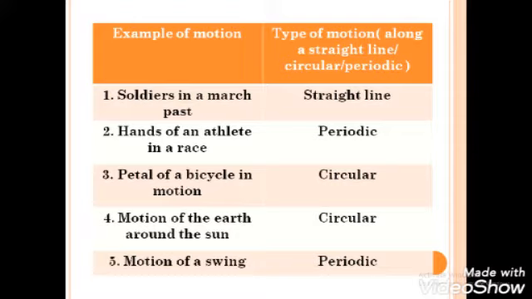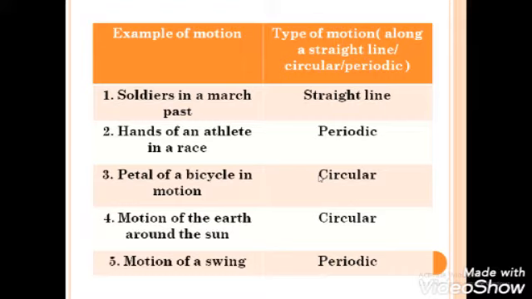Third one, pedal of a bicycle in motion. It is a circular motion. Motion of the earth around the sun, it is also circular motion. Fifth one, motion of a swing. It is also periodic motion. Now it is common experience that the motion of some objects is slow, while that of some others is fast.